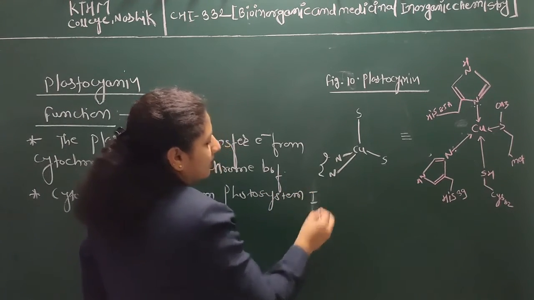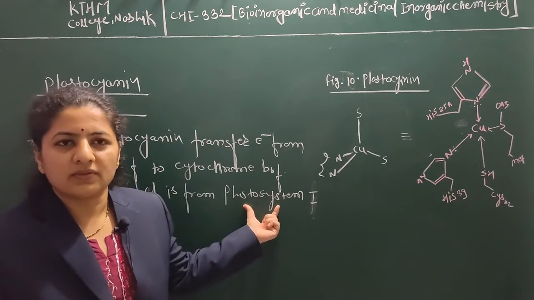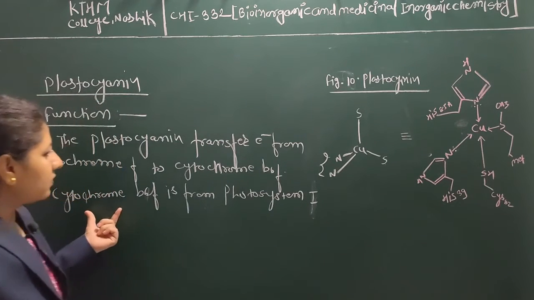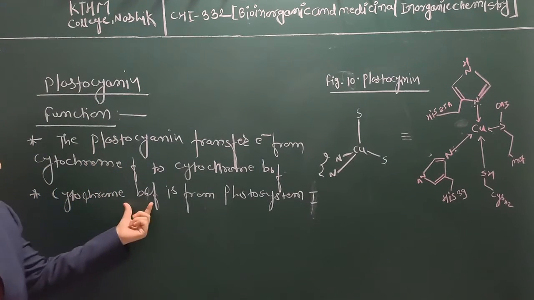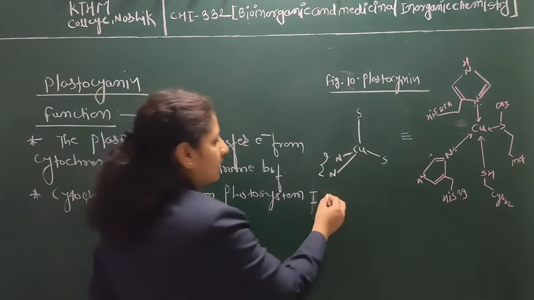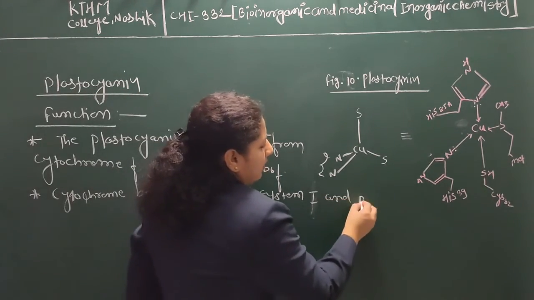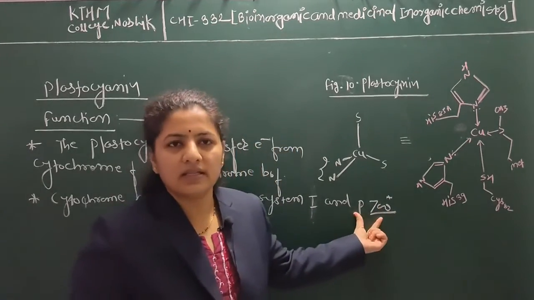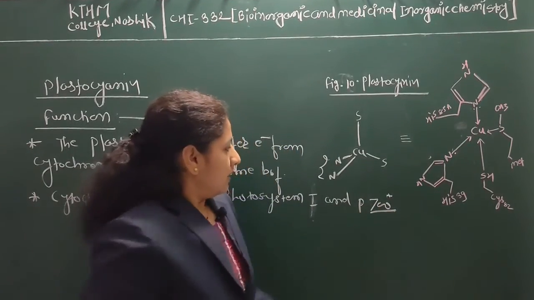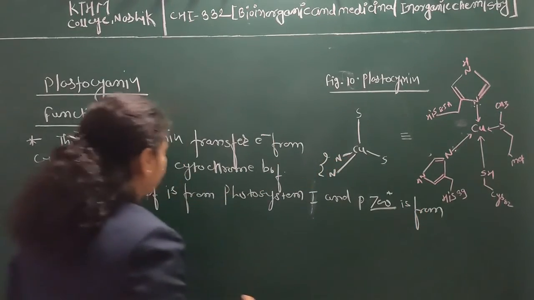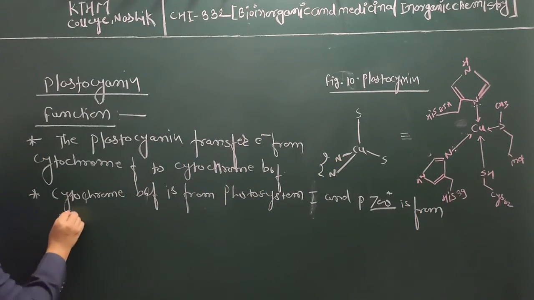We know that there are two types of photosystem, photosystem first and photosystem second. In photosystem first, the cytochrome B6F is present, and plastocyanin, that is P700, is in solid band, from photosystem second.